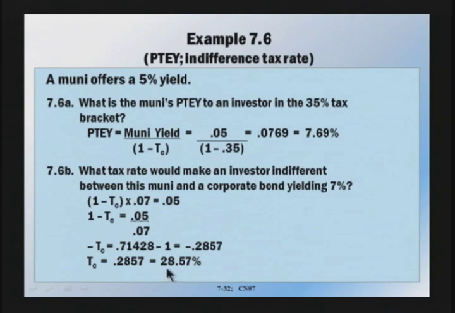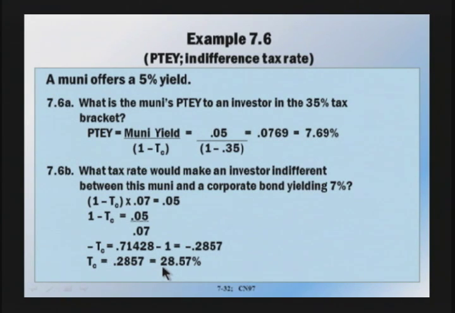For investors with a tax rate above this indifferent rate, they would prefer the muni because they would lose even more of the taxable corporate rate. For those with lower tax rates, they would prefer the corporate bond because it provides that higher 7% return, and they would get to keep more of that if their tax rate is below this break-even tax rate.